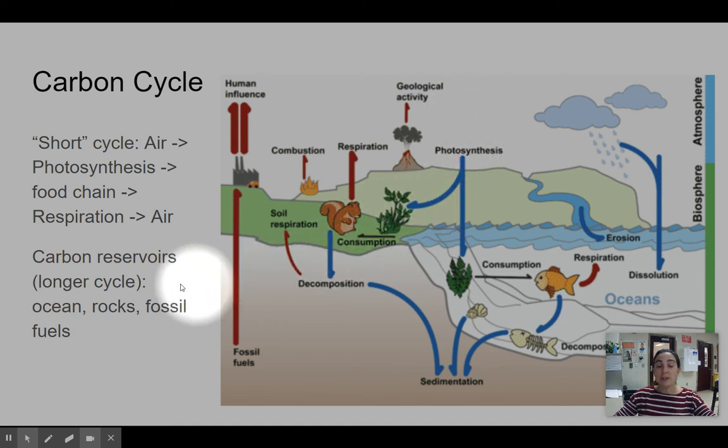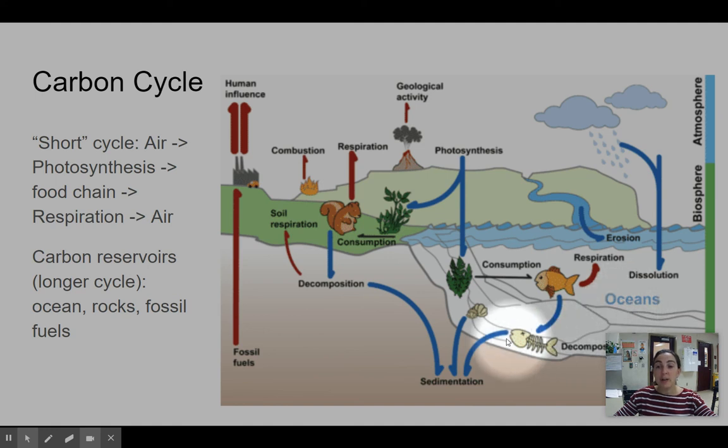There's also a longer cycle that involves these things called carbon reservoirs. A reservoir is a place that carbon can be stored for long periods of time. So all that carbon dioxide in the atmosphere can also get dissolved into the ocean. If you remember, they talked about that a little bit in the video Lethal Seas and how that's changing the chemistry of the oceans. Oceans store carbon for a long, long time.